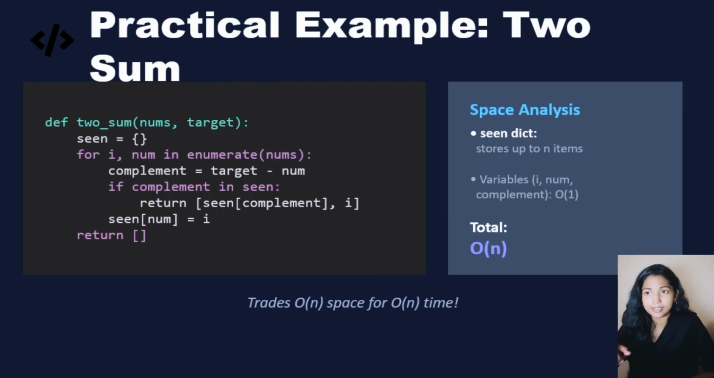Think of it like this. You walk into a room and calculate who your perfect match partner would be. You check a guest list at the door to see if they arrived before you. If they have, then you're done. If not, you add your name to the guest list and wait for someone else to find you.